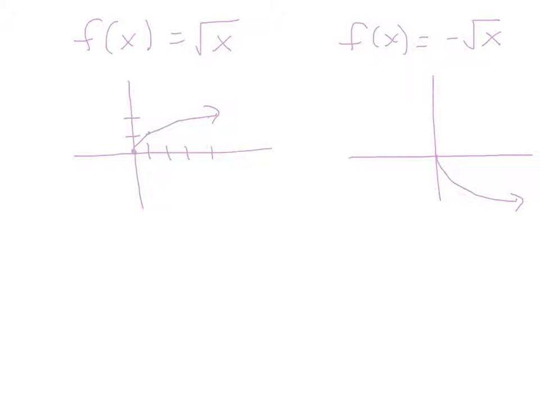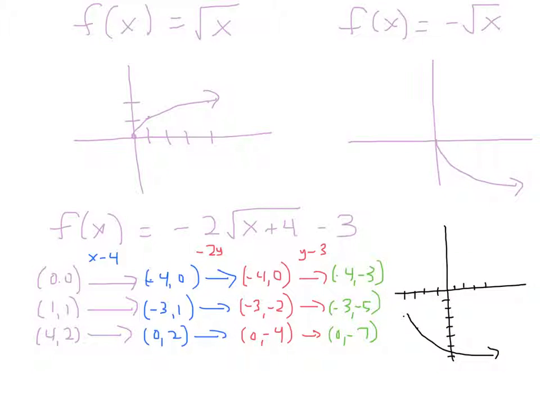And obviously if you had several transformations going on at the same time, your picture would look more complicated. So let's do a really complicated one. Negative 2 square root of x plus 4 minus 3. So if you recall from last year, we would start with 3 very obvious points from our original function. I picked 0, 0, 1, 1, and 4, 2. And we would do our transformations from the inside out.